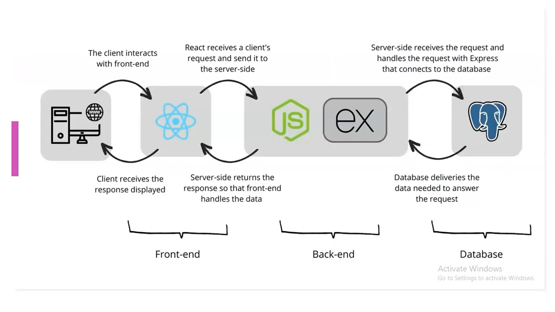So this is a simple flow diagram. The user can directly interact with the React.js client program. Then the React.js client program is connected with the Express.js backend API. The API is connected with PostgreSQL DB. Then PostgreSQL DB returns a result to Express. Express returns the result via API to React. React returns the result to the user.